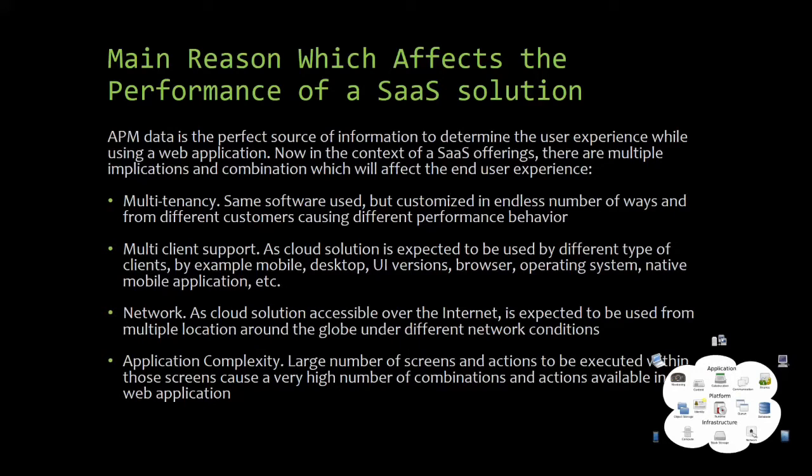causing different performance behaviors. Multi-client support. A cloud solution is expected to be used by different type of clients. For example, desktop applications, different UI versions, browsers, operating systems, native and hybrid mobile applications. Network. A cloud solution is accessible over the internet. It is expected to be used from multiple locations around the globe under different network conditions.